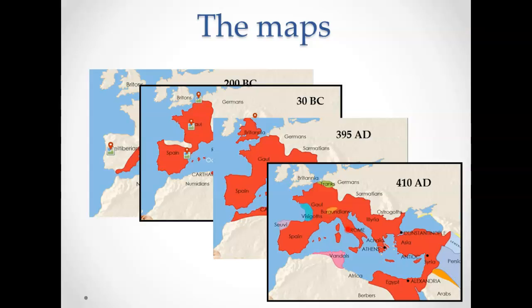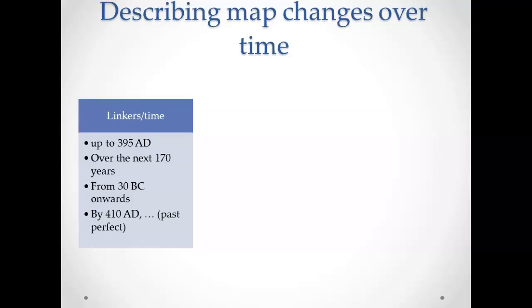Now, what language will impress the examiner? So, to describe map changes over time, you need to have a variety of linking words and good time expressions, like up to, over the next number of years, from a year onwards, and by a year, comma, and then you must use past perfect.